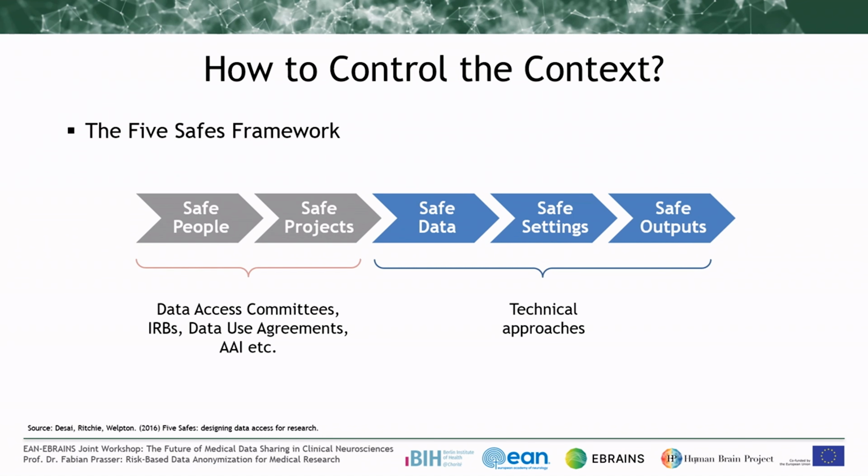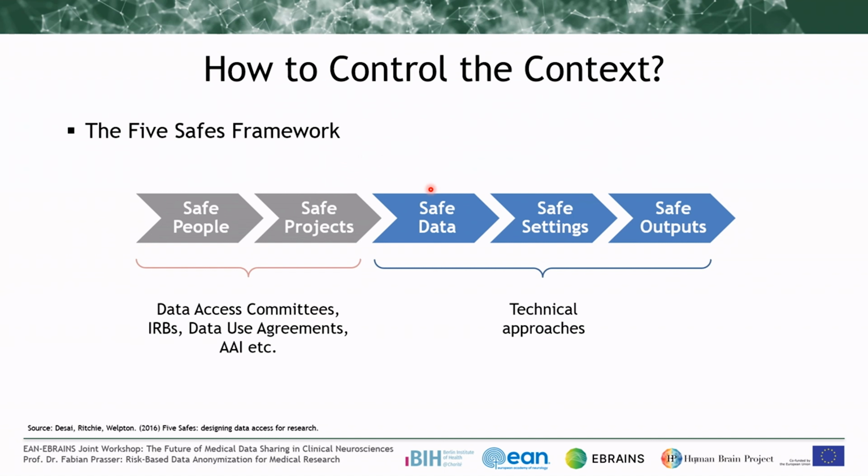With safe people, we can ensure that only trustworthy researchers are using the data. This can, for example, not be achieved when data is shared as an open dataset on the internet, but requires some form of access control. With safe projects, we can ensure that data is only used for adequate purposes. This can, for example, be achieved by requiring IRB approval. There are also 3 technical axes.